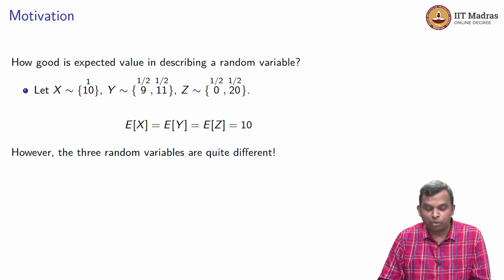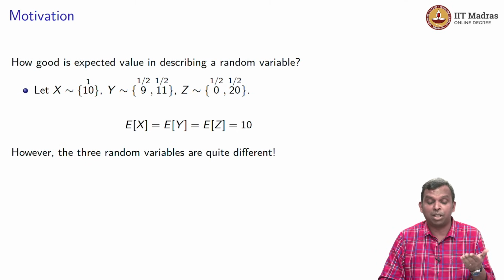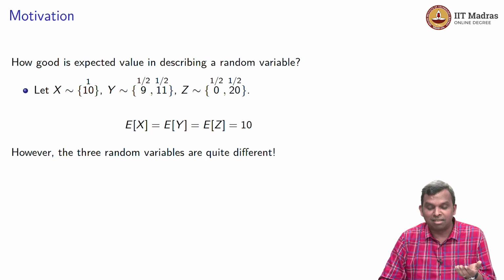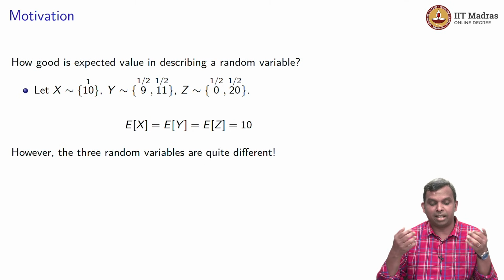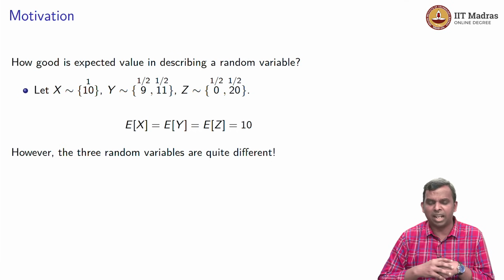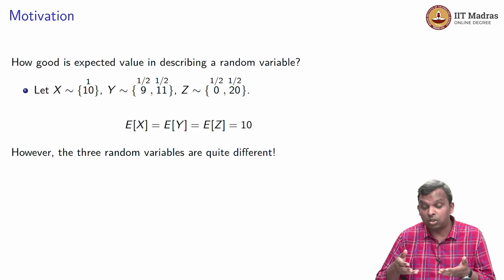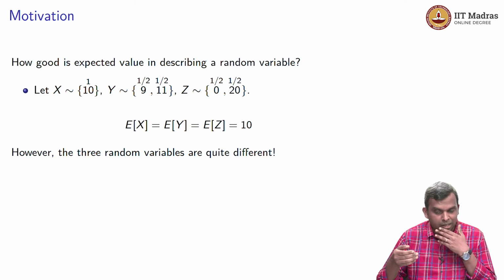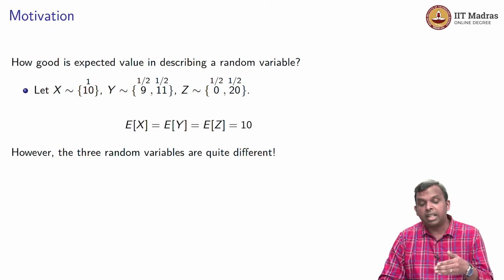Interestingly, if you find the expected value for each of these random variables, you get the same answer. The expected value of X is 10, of Y is 10, of Z is 10. But clearly the three random variables are very different. X is constant, Y is at least close enough to 10, with 9 and 11. Z looks quite a bit far away, 0 and 20. Just by giving the expectation alone, you really cannot distinguish between these kinds of random variables.